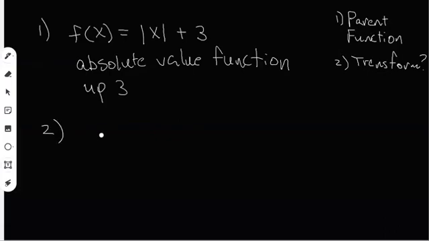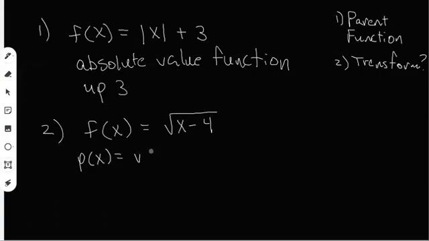Let's try the second one. F of x equals square root of x minus 4. So what's the parent function here? What would be the simplest function for this? Well, it would be square root of x, right? P of x equals square root of x. That's going to be the square root function.